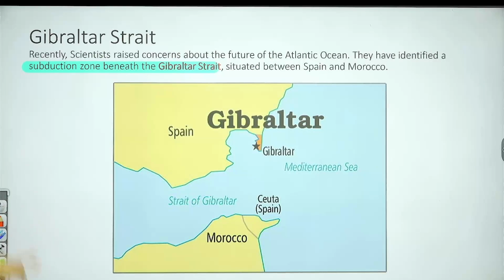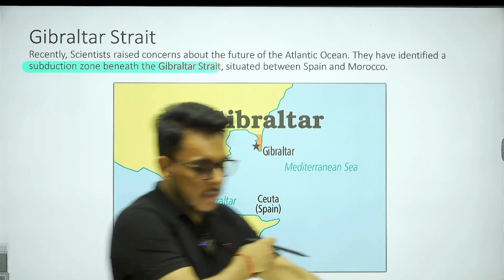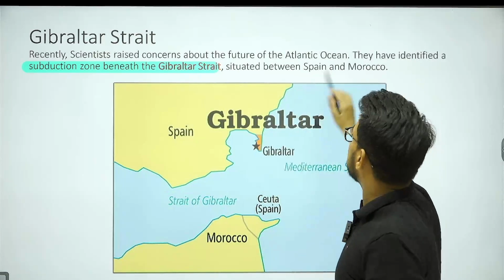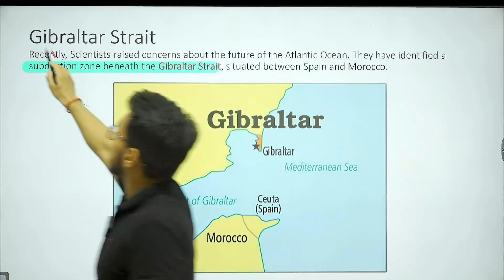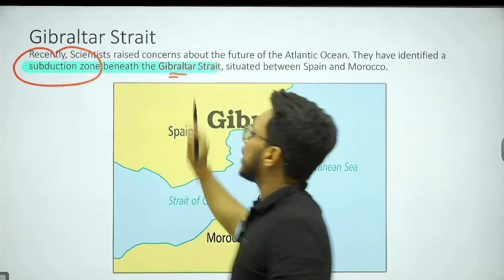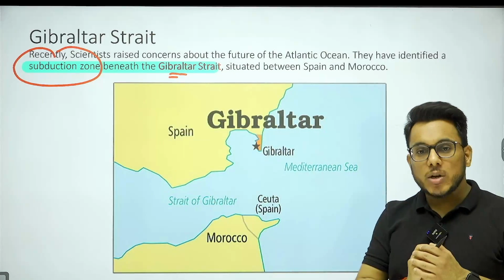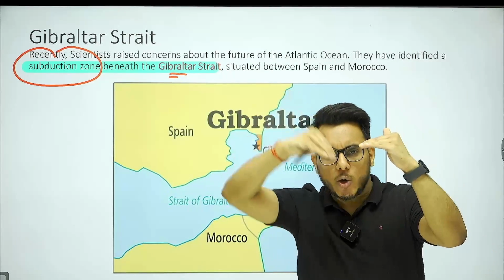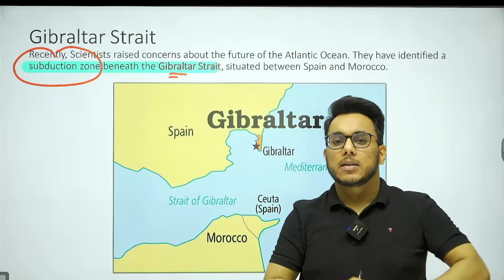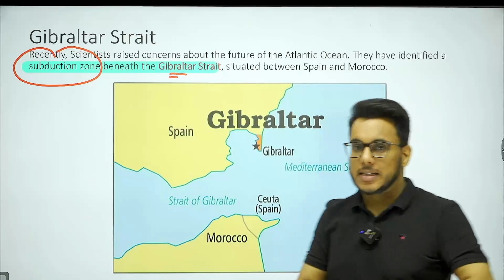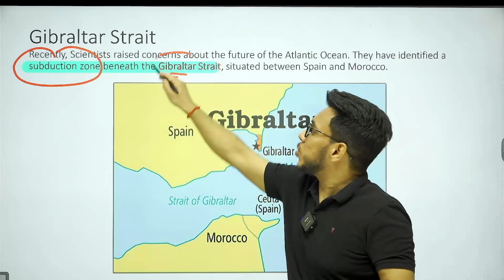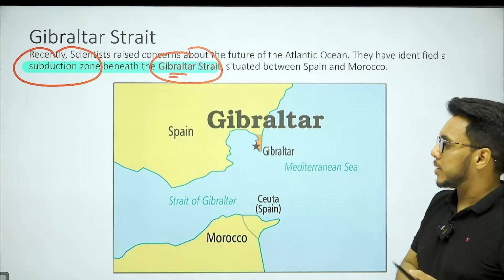Now, the Gibraltar Strait was again in the news. Why? Because recently scientists have identified a subduction zone beneath the Gibraltar Strait. A subduction zone is one where two tectonic plates meet, and the denser tectonic plate gets subducted beneath the other. So we call it a subduction zone. A subduction zone beneath the Gibraltar Strait has been found.